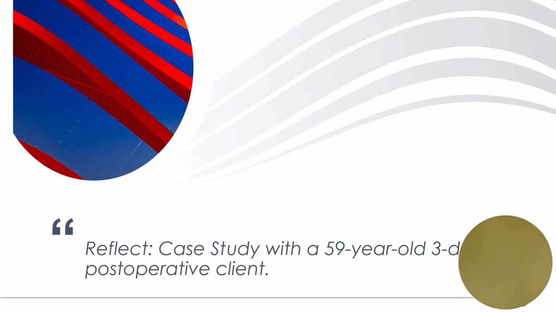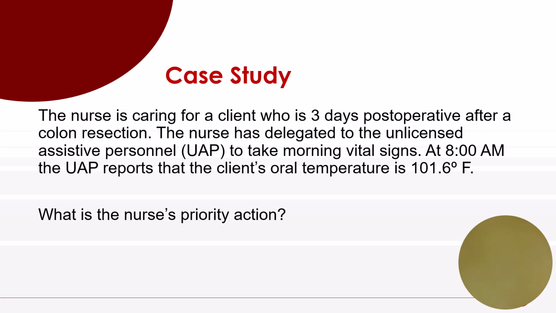So now we have a case study with a 59-year-old who is a 3-day post-op client. The nurse is caring for a client who's 3 days post-op after a colon resection. The nurse delegates to the UAP to take morning vital signs. At 8 o'clock, the UAP reports the client's oral temp is 101.6. What is the nurse's priority action?